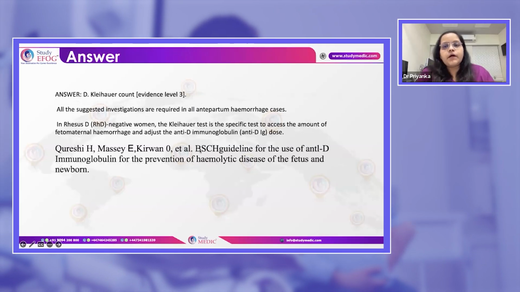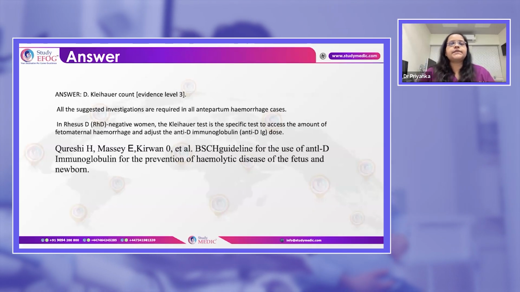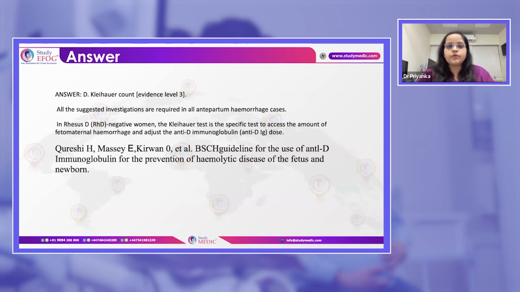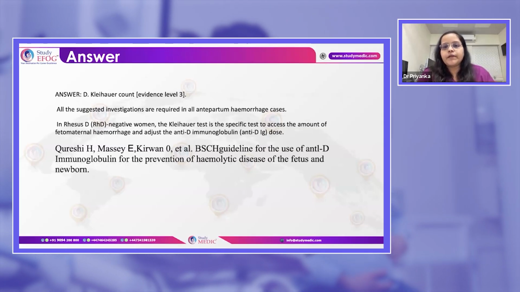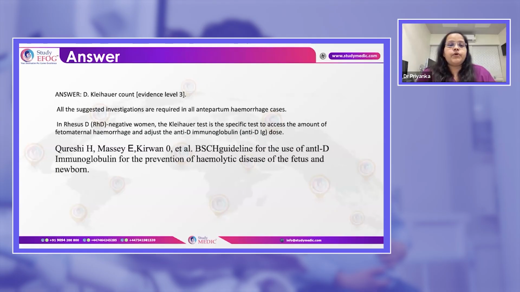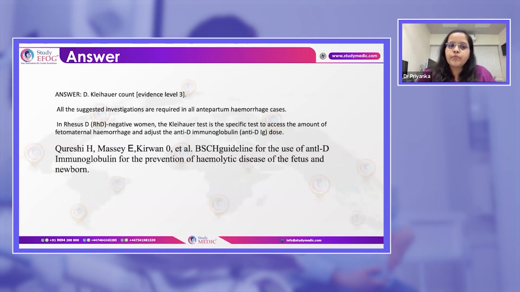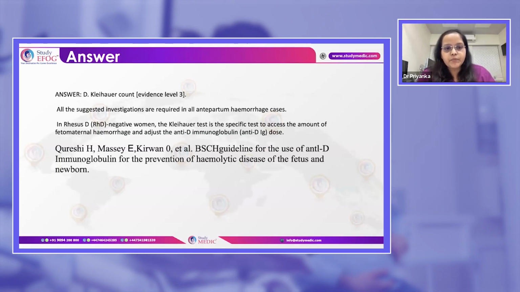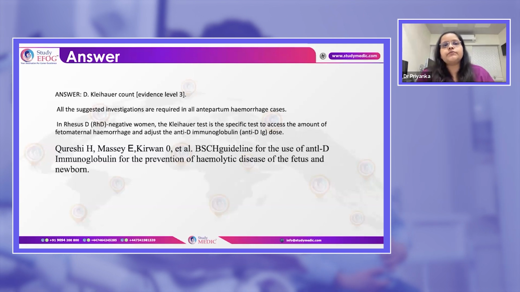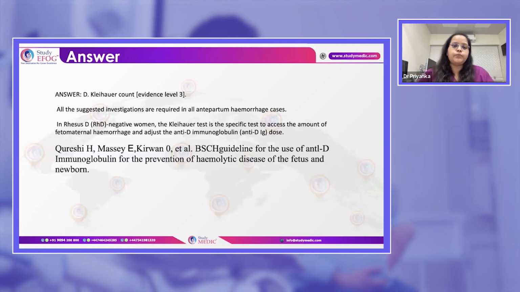Okay, so apart from the other investigations, that is the specific test we are going to send in her, not in an Rh positive woman, because here we want to see the amount of fetal-maternal hemorrhage, because she has come with APH, and depending upon that antepartum hemorrhage, we want to quantify that, and we need to give the dose of anti-D immunoglobulin.